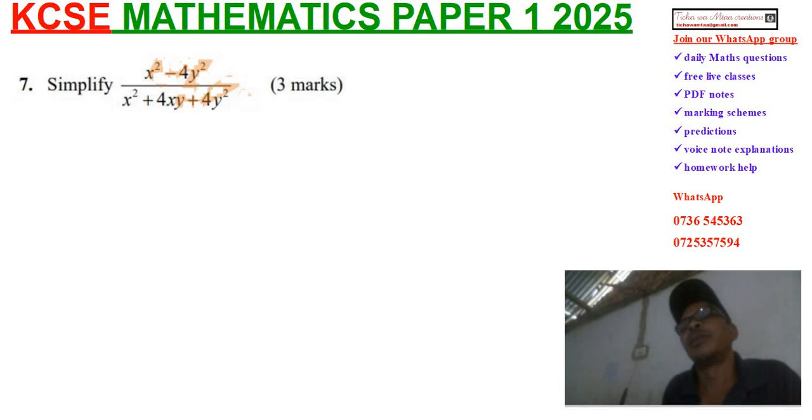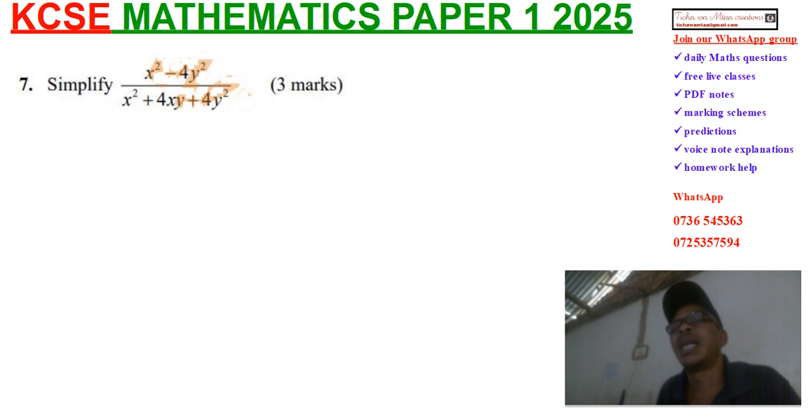This is question number 7, 2025 KCSE, paper 1. You are told to simplify. Question number 7: you have x squared minus 4y squared divided by x squared plus 4xy plus 4y squared. So the moment you see this, you should remember what you learned in quadratics.